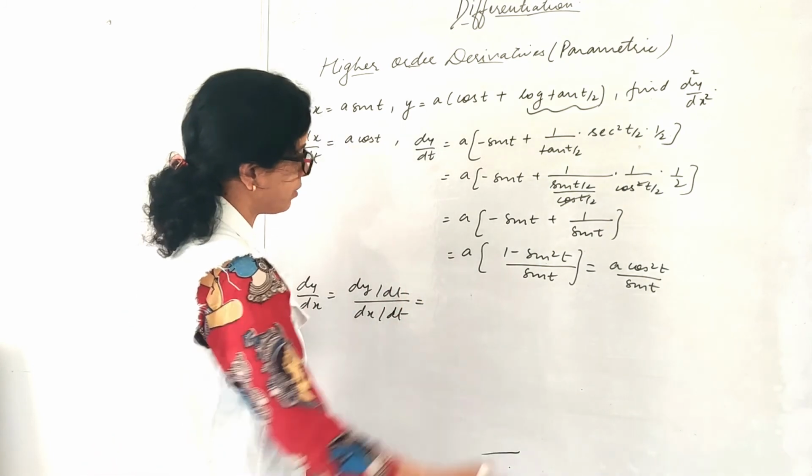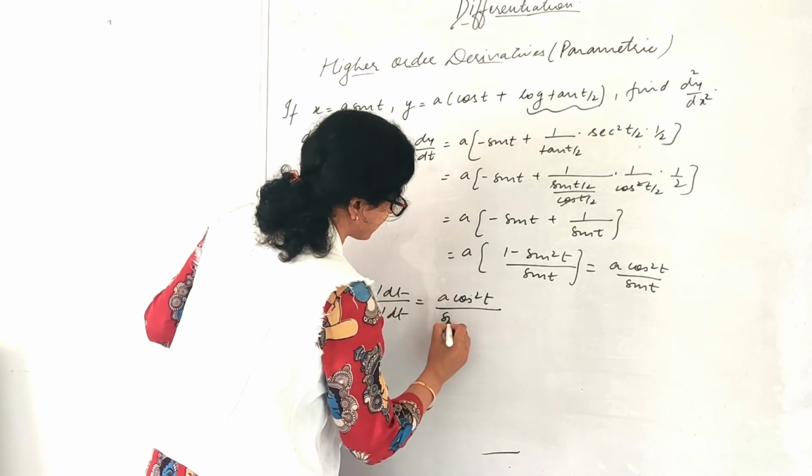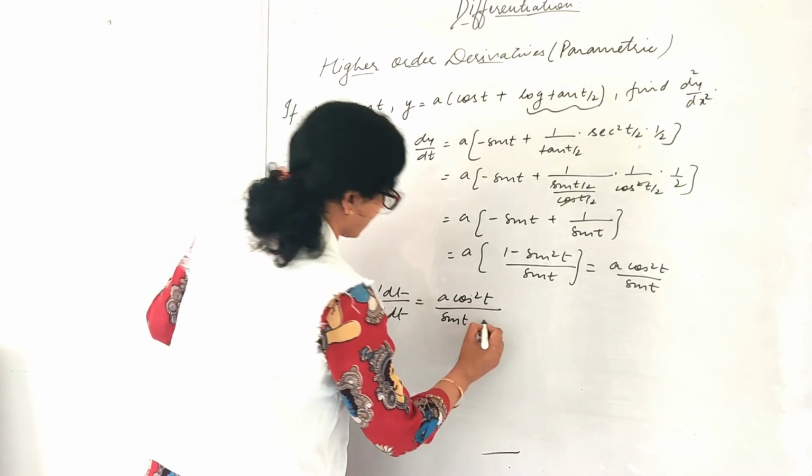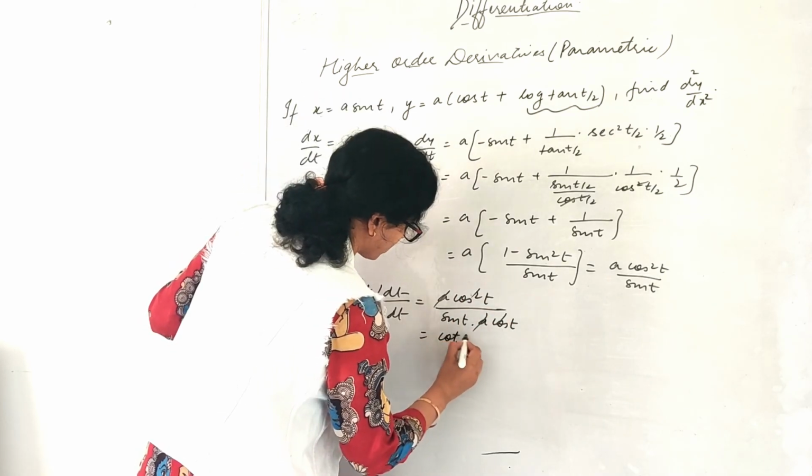So we will substitute the values. dy by dt is a cos square t upon sine t. And what is my dx by dt? a cos t. So I can cancel, and I get cot t, right?